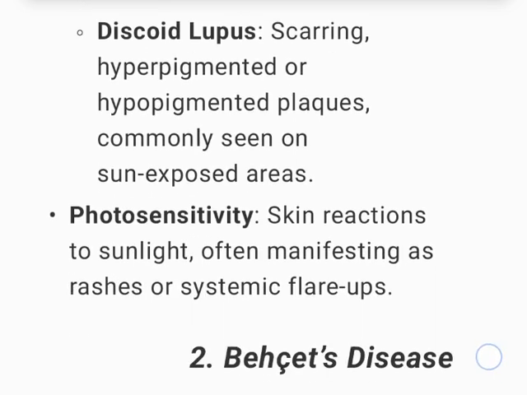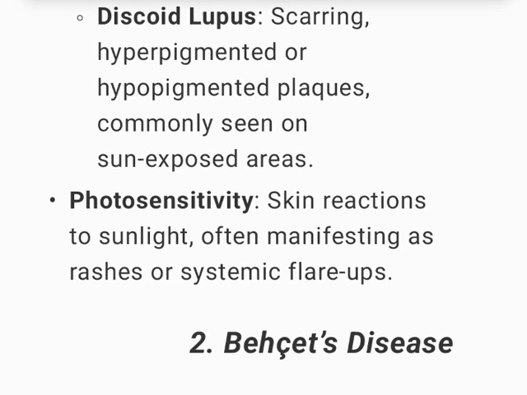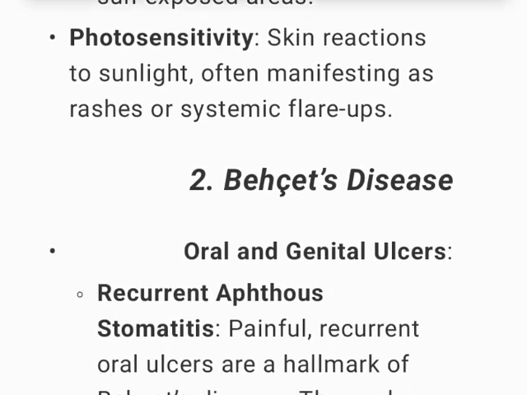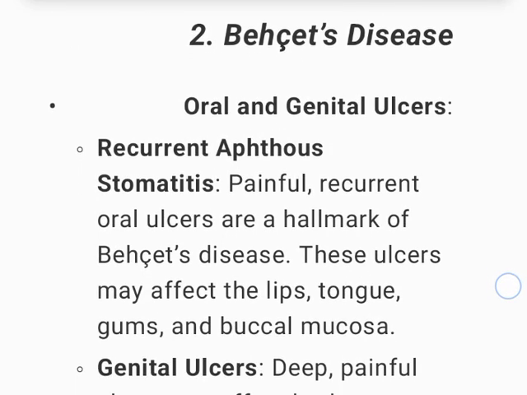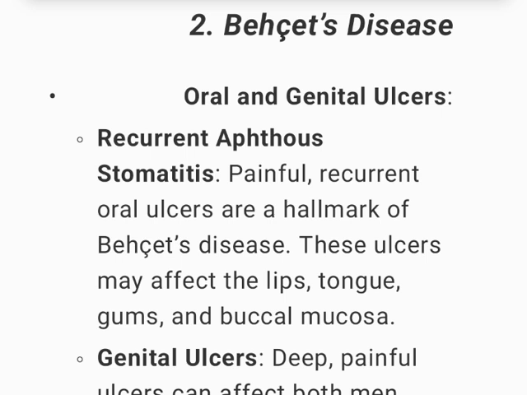Discoid lupus. Scarring, hyperpigmented or hypopigmented plaques, commonly seen on sun-exposed areas. Photosensitivity, skin reactions to sunlight, often manifesting as rashes or systemic flare-ups. Number two, Behçet's disease, oral and genital ulcers, recurrent aphthous stomatitis.